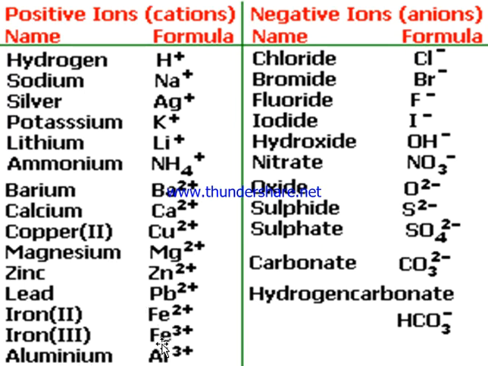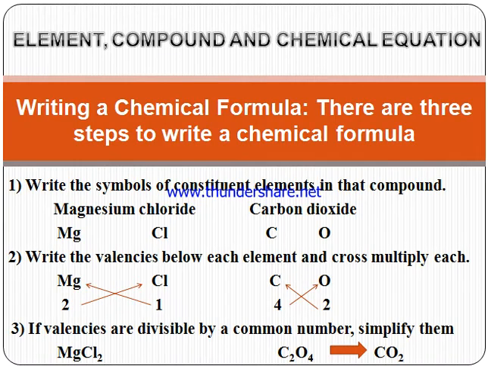Iron +2 and +3 both can be shown. Aluminium +3. Similarly, for the negative charge, chlorine -1, bromine -1, fluorine -1, iodine -1. Hydroxide OH -1. Nitrate, oxide, sulfate, this is important, SO4 2-, or carbonate, CO3 2-. So carbonate CO3 is having 2 valency.